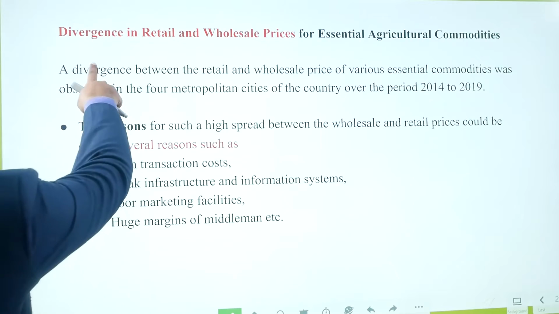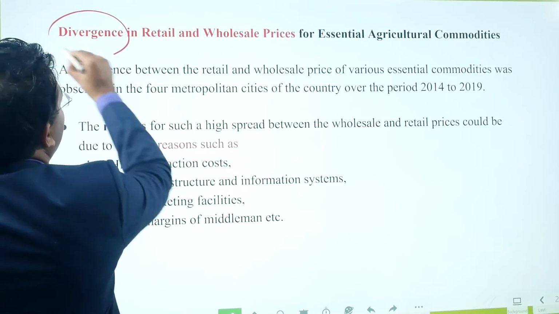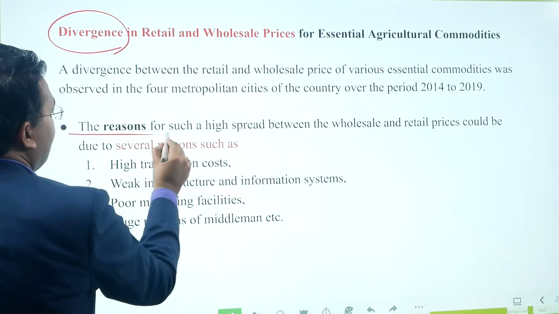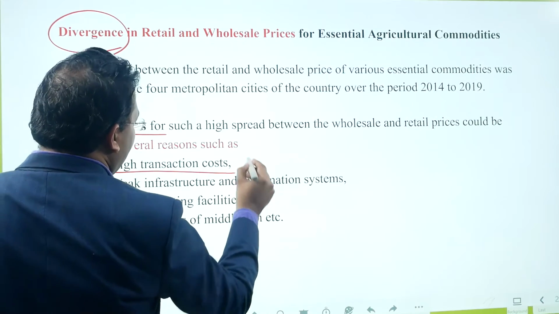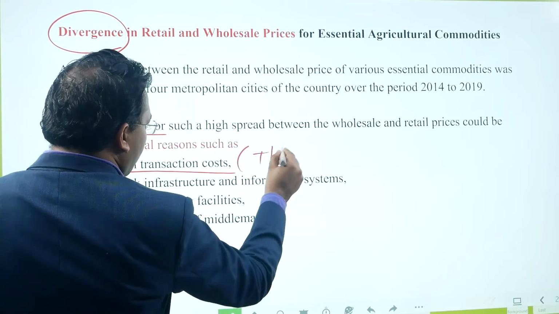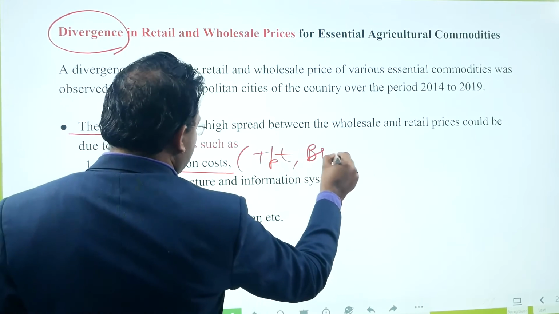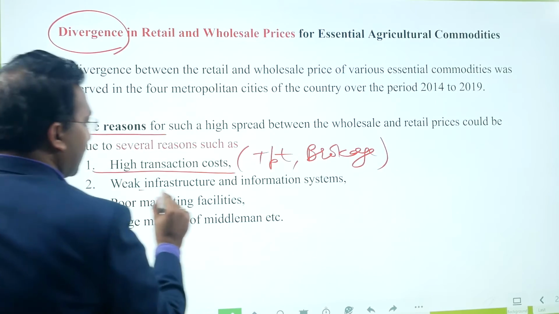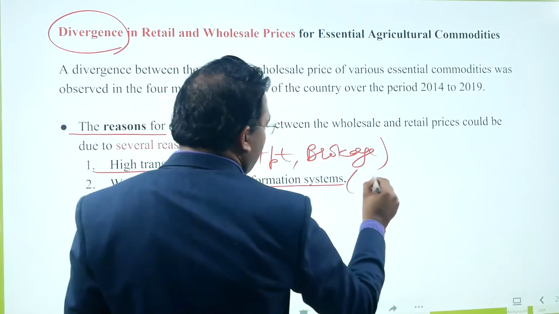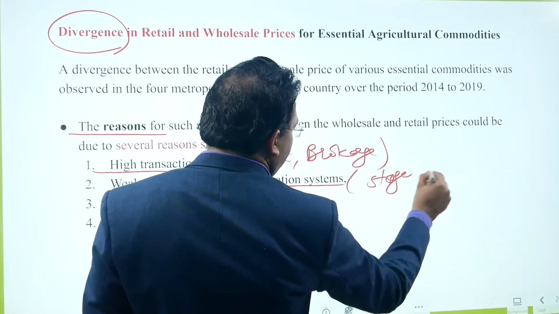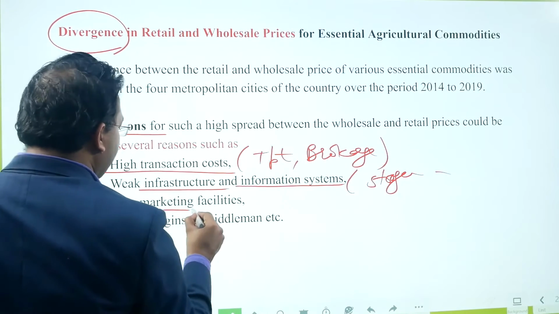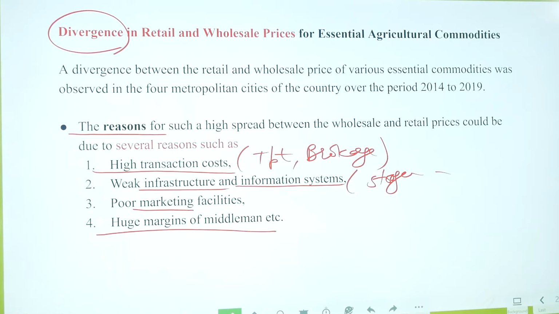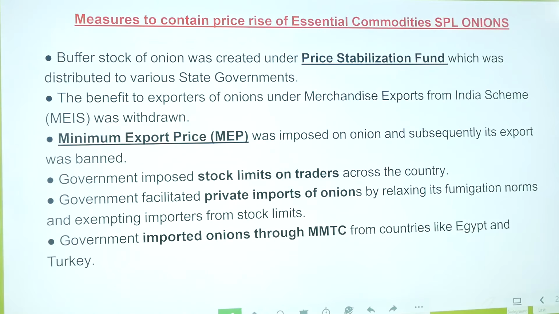Now, what are the reasons for divergence in the retail and wholesale prices of the essential commodities? We have already seen the reasons can be high transaction cost, for example, the transportation cost, the brokerage cost, etc. Weak infrastructure and information system, so storage facilities, etc. Poor marketing facilities and huge margins of the middleman. This discussion we have already done in the starting of the session itself.